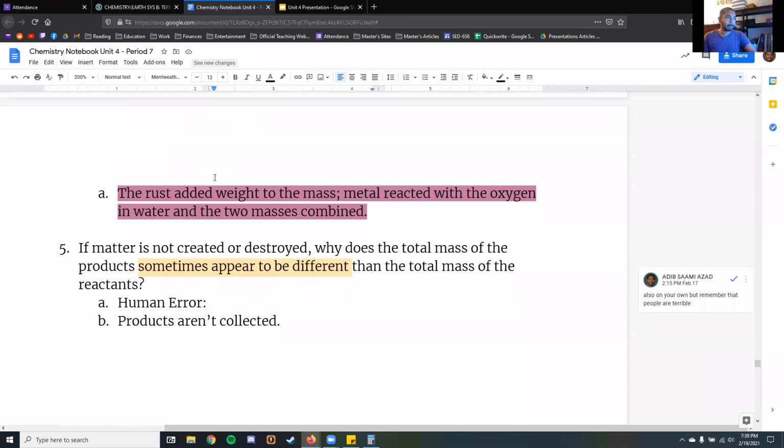All right. So for number 5, you want to ask yourself, why does it seem sometimes that the total mass is different than what you would expect? Our first instinct is always human error, right? Measurements were done incorrectly, calculations were done poorly, equipment was unusable, right? Human error. Or sometimes products just aren't collected. Sometimes if you're making a gas, some of it escapes.